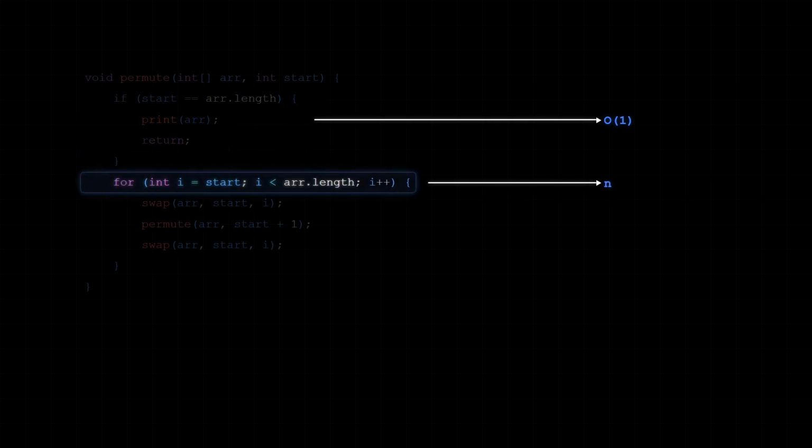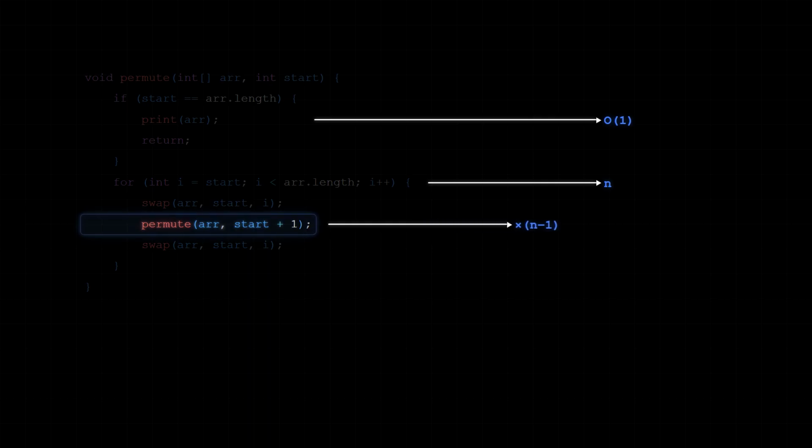Level 0, the very first call. Start equals 0, the for loop runs n iterations. Each calls permute with start plus 1. So level 0 makes exactly n recursive calls. Level 1, each of those n calls has start equals 1. The loop now runs n minus 1 iterations each. Total calls at level 1: n times n minus 1.